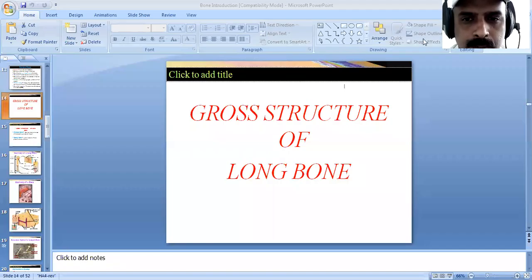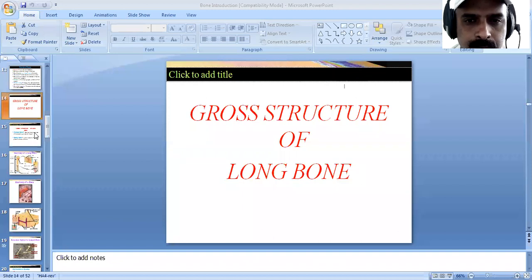So, gross structure of long bone. Today my topic is gross structure of long bone. In this, after the classification, definition of bone, and functions of the bone, you have to know what is the structure of long bone.